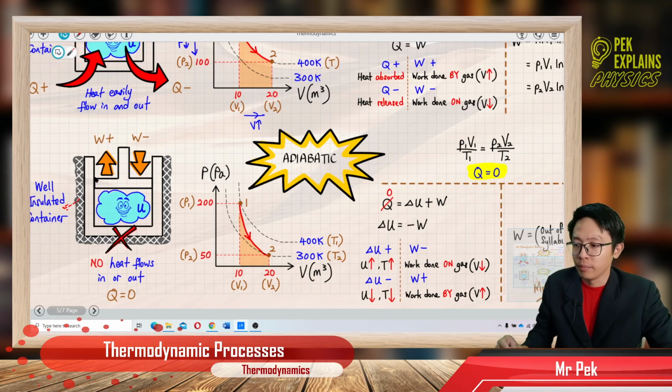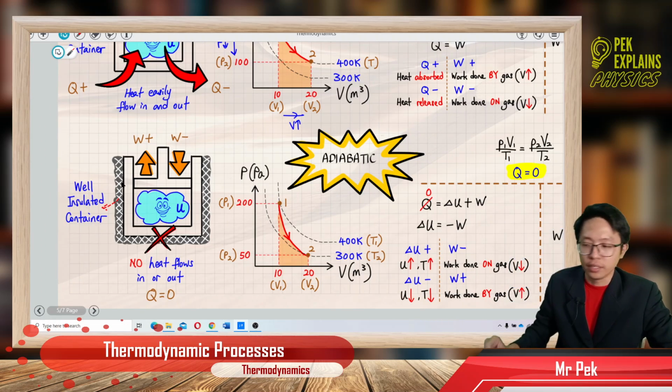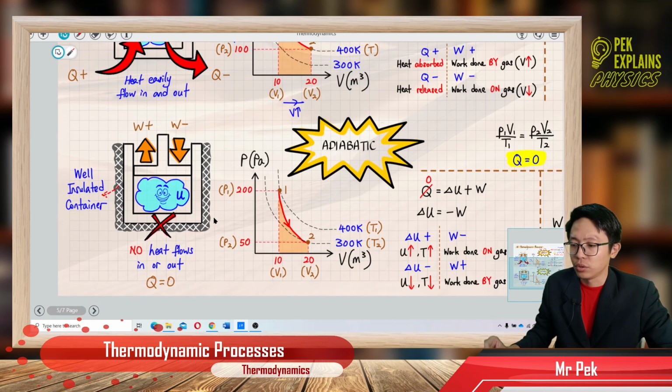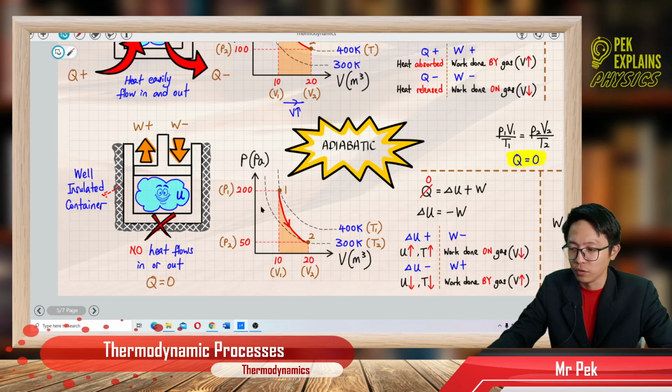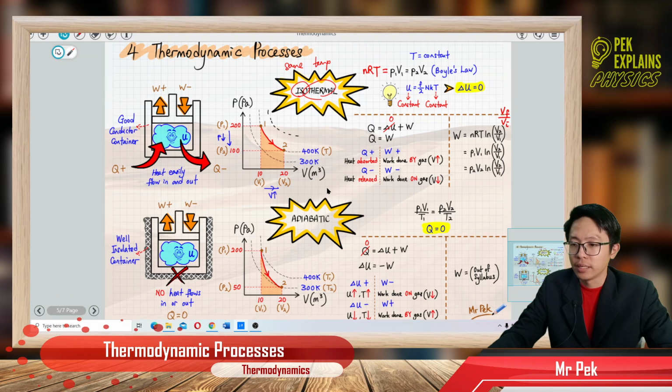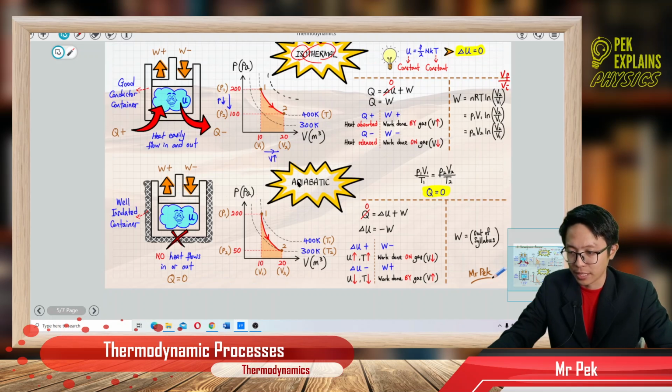Why no heat flow? Because it is using a well-insulated container, so no heat can flow in or flow out. So Q equal to 0. Unlike the isothermal process, which uses a good conductor container so the heat can easily flow in or flow out, the adiabatic process uses a well-insulated container, so no heat can flow in or out of the container. So Q is always 0.